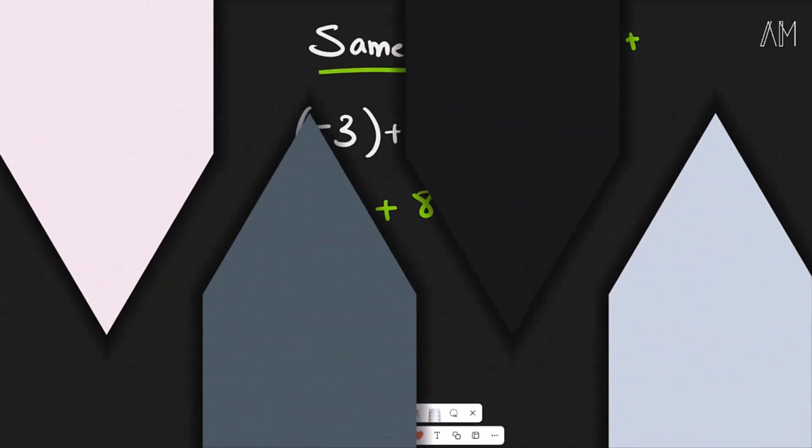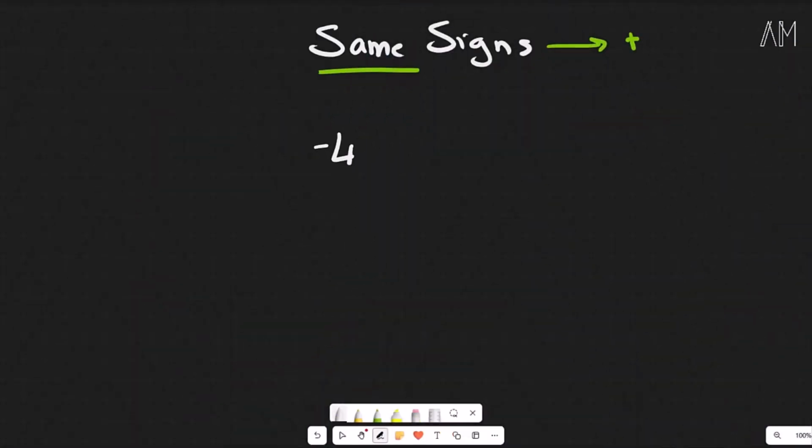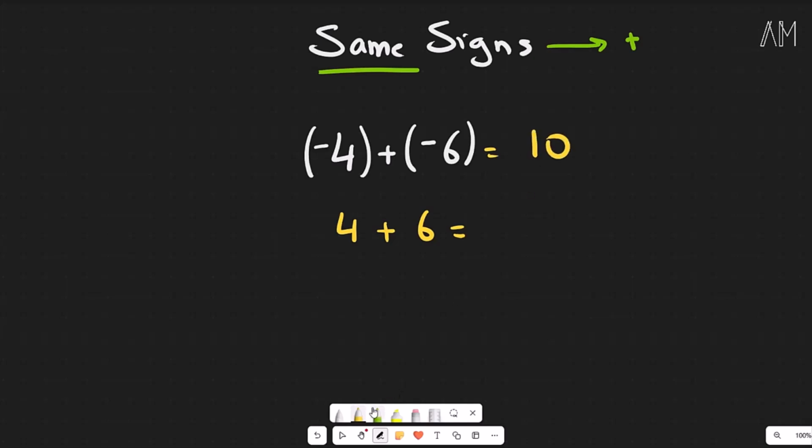Let's take another example. Let's say here I have negative 4 plus negative 6. Okay, here, since I have the same signs, I will add the numbers, the 4 and the 6 without the signs. 4 plus 6, that gives me 10. Okay, and at the end, to put the sign, take the sign of the greatest number and put it at the end, and the answer will be, in this case, negative 10.